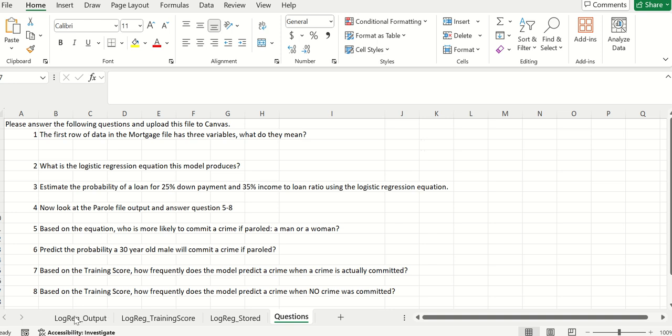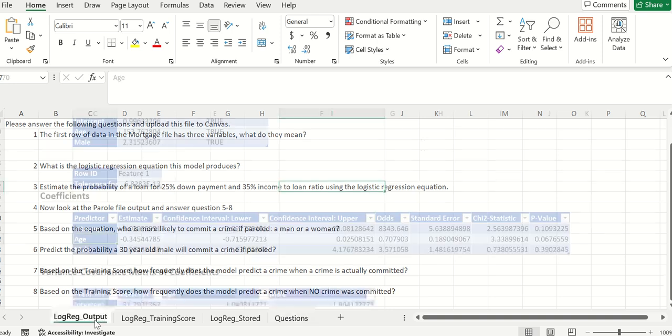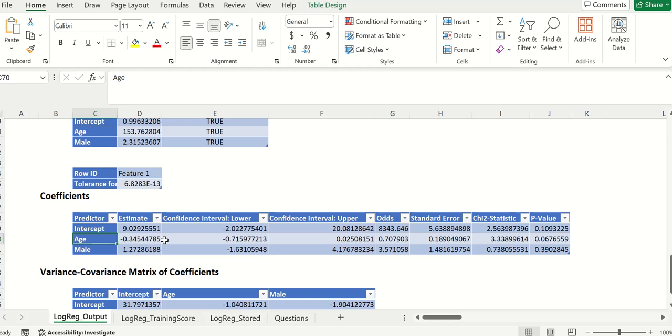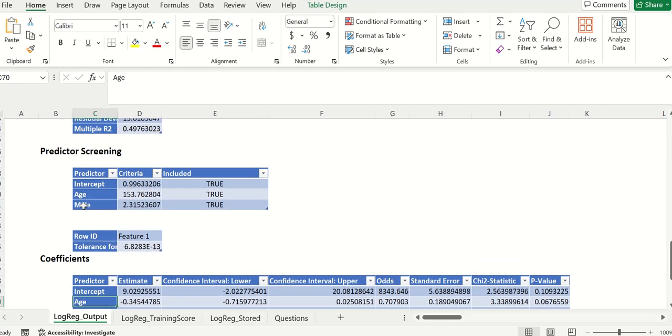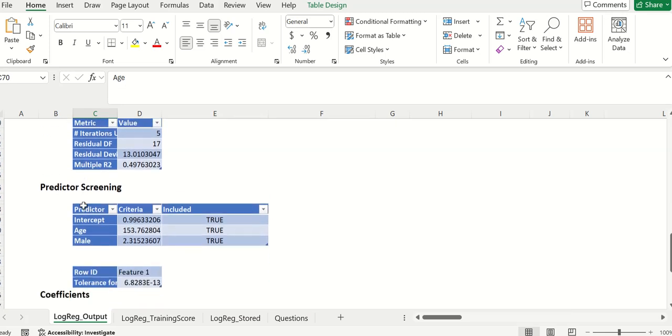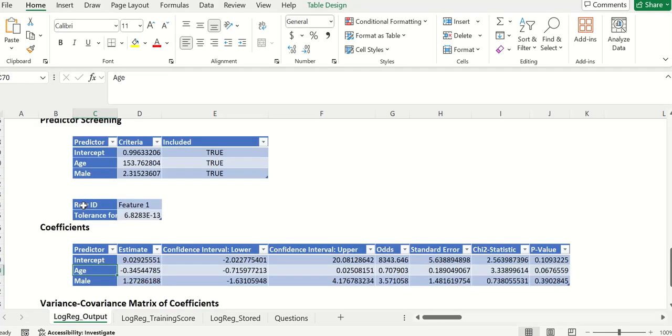So when you're answering question 5 and you're looking at the logistic regression output, if you look at the coefficients, okay, again, what happens in logistic regression is we take the data, all of the data, we separate it into different groups. We have a training set where we use a portion of the data to train it.